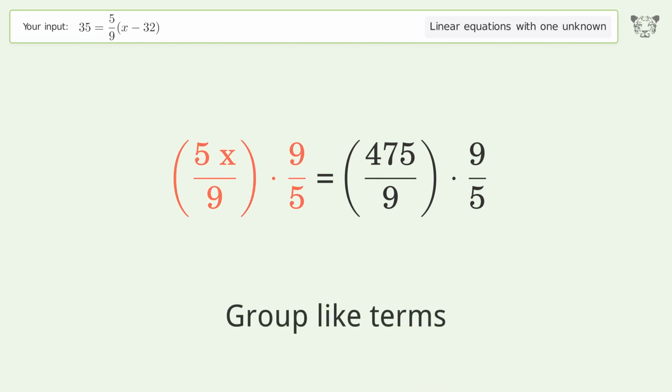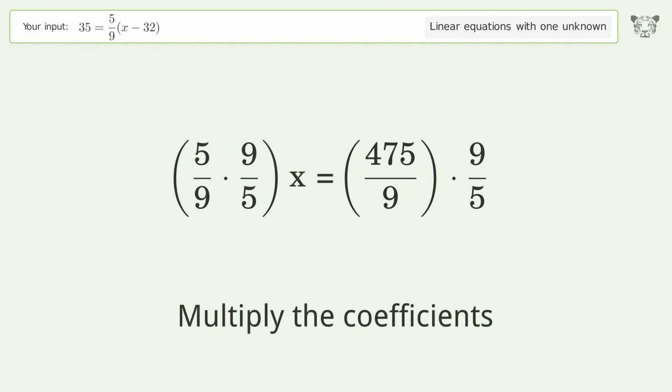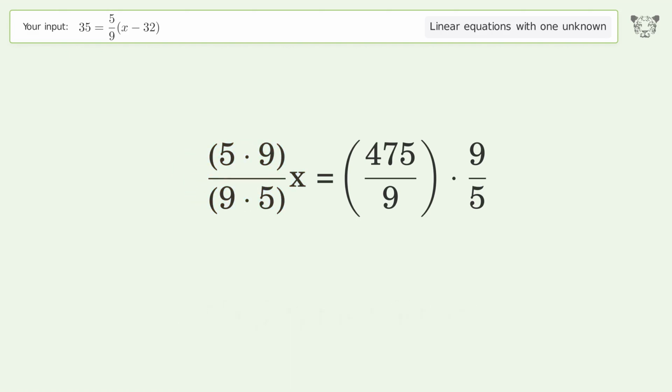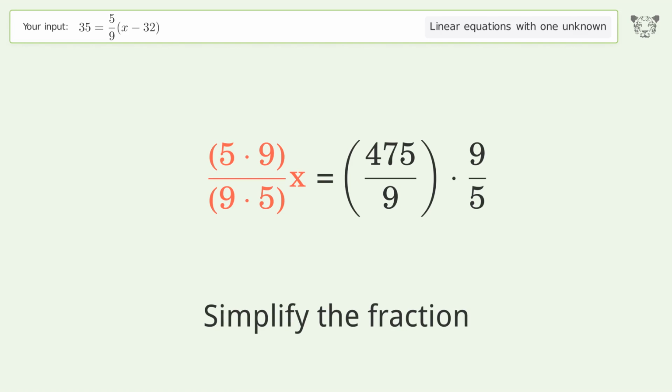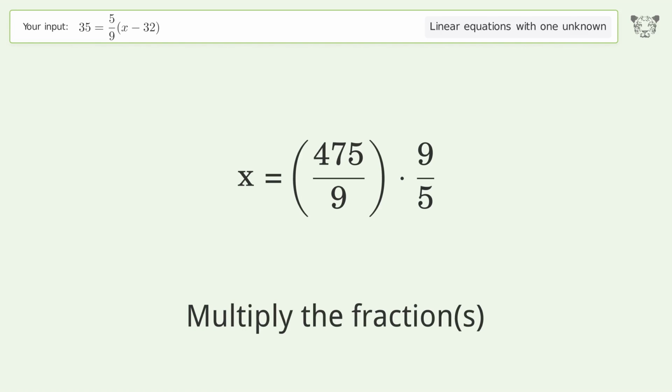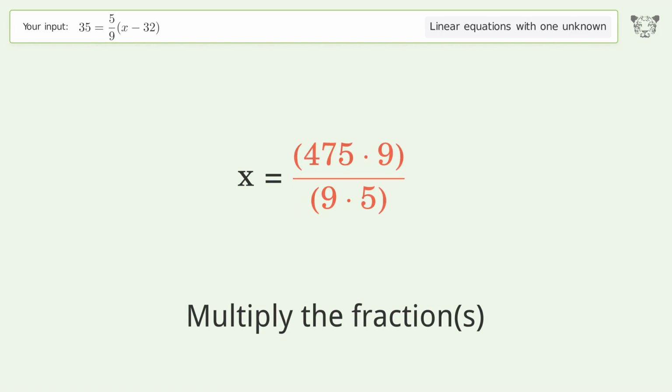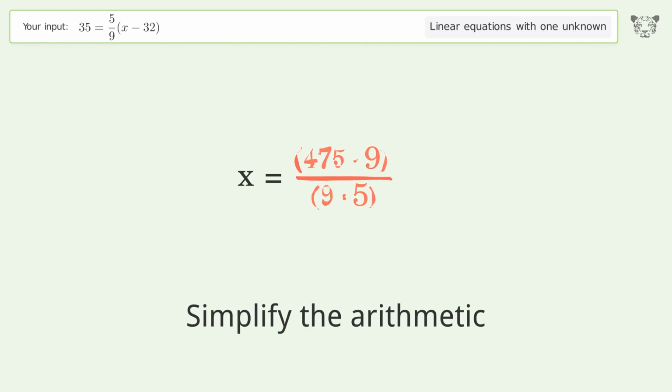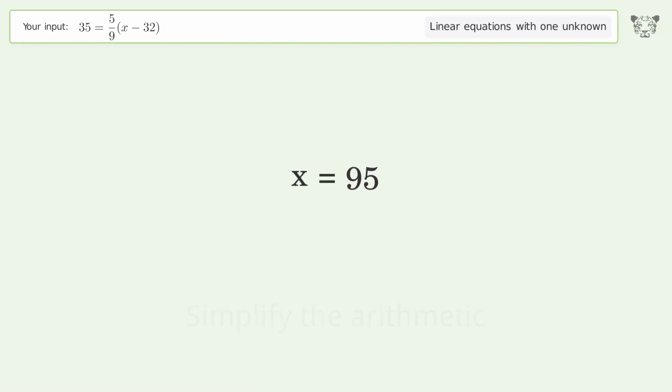Group like terms. Multiply the coefficients. Simplify the fraction. Multiply the fractions. Simplify the arithmetic. And so the final result is x equals 95.